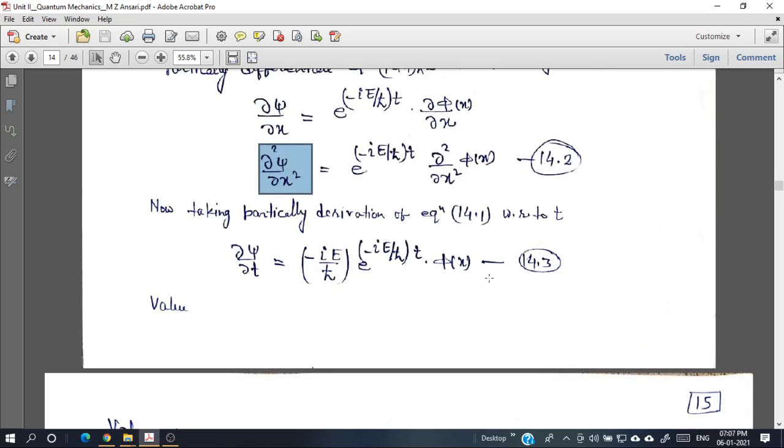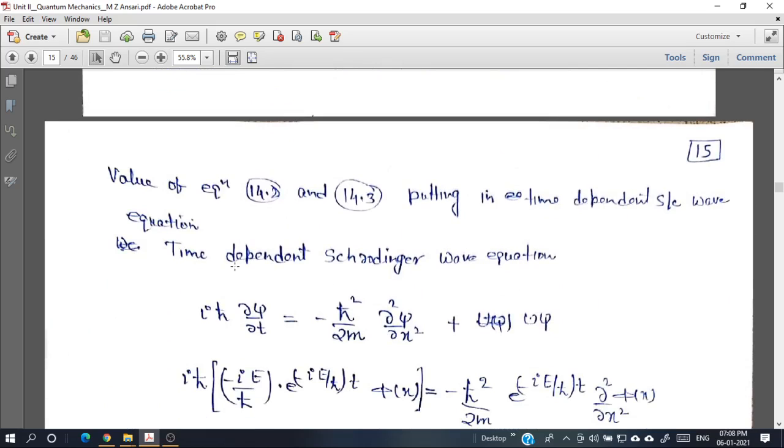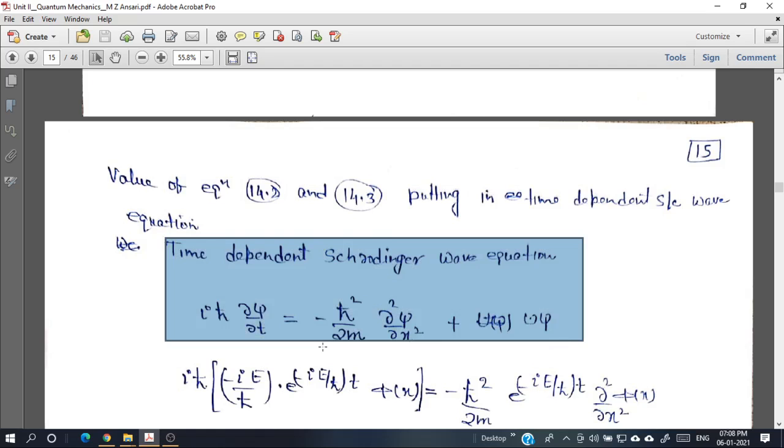Now, same thing, we take the partial derivative with respect to time of this equation. So del psi upon del t: we differentiate this term, so the constant comes out, multiplied by minus i E upon h cross, e to the power minus i E t upon h cross into phi(x). Phi is the position dependent term, so this behaves like a constant. Now, as you know, the time dependent Schrodinger equation is i h cross del psi upon del t is equal to minus h cross squared upon 2m del 2 psi upon del x square plus U(x) psi.